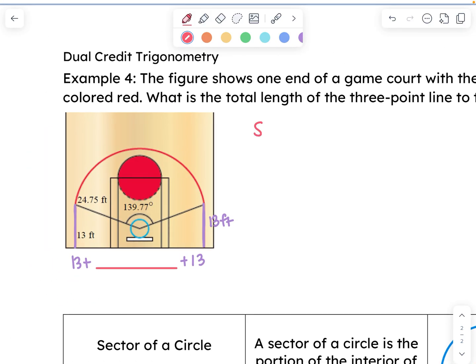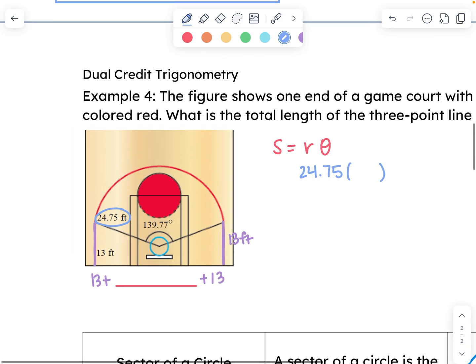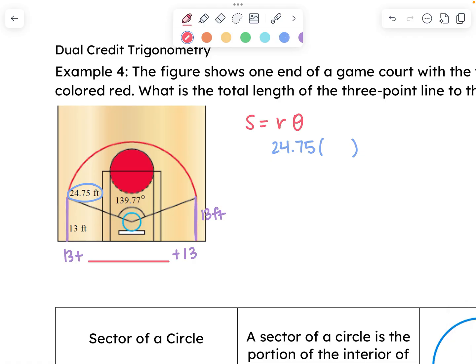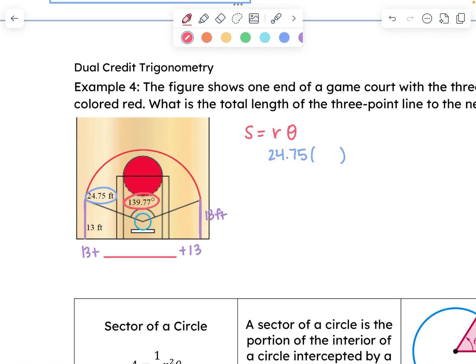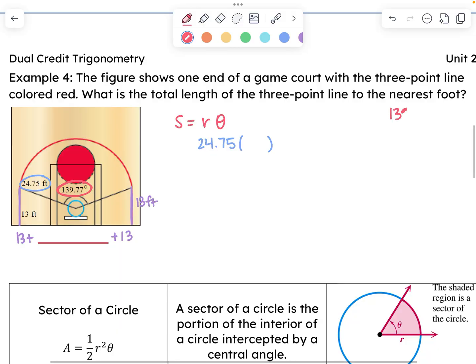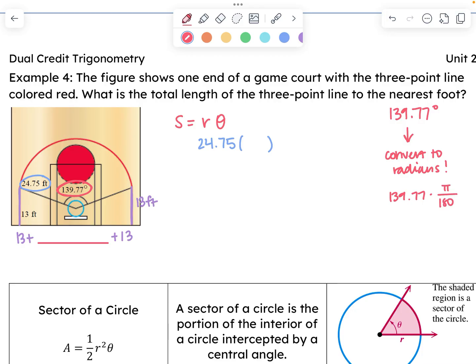So that's where I'm going to use my S equals R theta. Now if I look here, they've given me my R. It's 24.75 feet. So I can say 24.75 times some angle. The problem is that the angle they gave me is in degrees. So if I have 139.77 degrees, I need to convert to radians. So I'm going to have 139.77 times pi over 180.